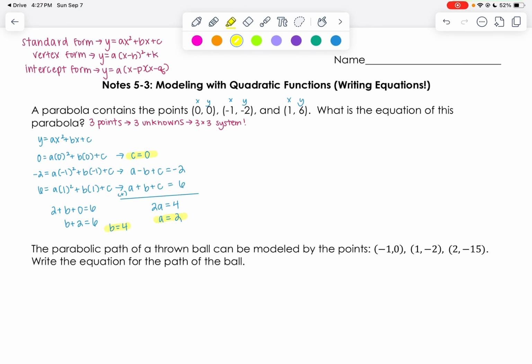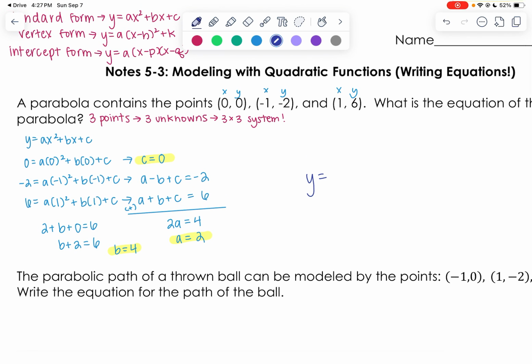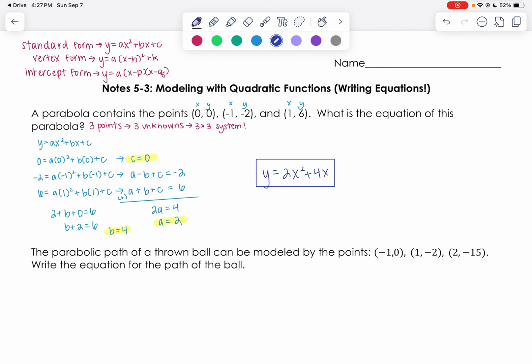So what would be the equation of the parabola that passes through those points? That would just be y equals ax squared, but I found out that a was 2, so 2x squared, plus bx, so plus 4x, plus c is 0, so plus 0, so just leave it like that. Now, it didn't say what is the equation in vertex form or what is the equation in intercept form. If it did, then I would have to do some more work, but it just said, what's the equation? And I found the equation, so I can be done.